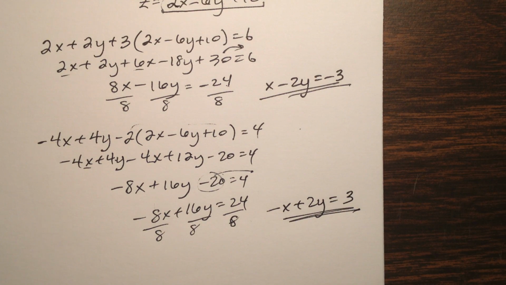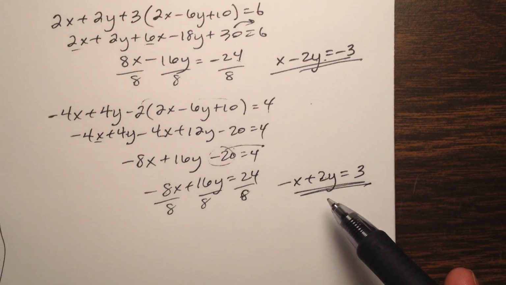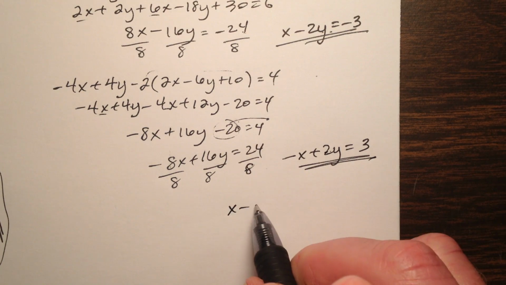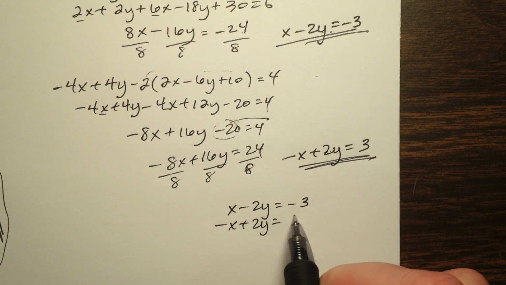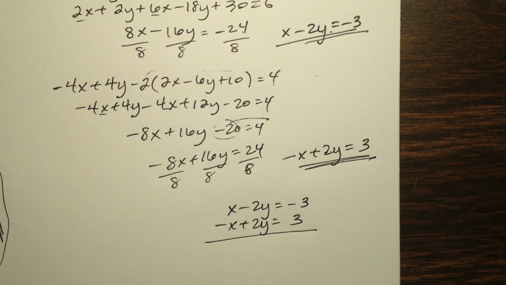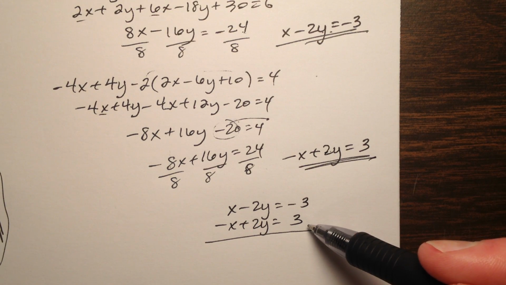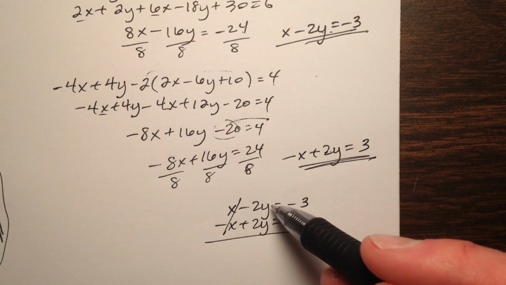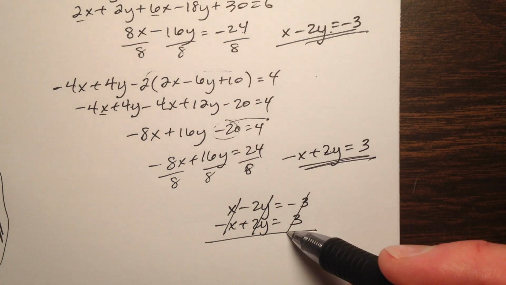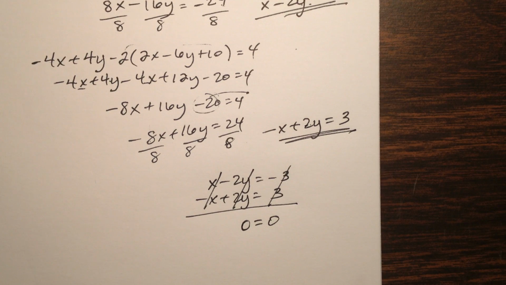So I have now, instead of a system with 3 equations and 3 unknowns, a system of 2 equations with 2 unknowns. Well, something interesting is going to happen here. Let me go ahead and write these 2 equations, one underneath the other. And when I do this, it looks like the equations are identical except one of them has been multiplied by negative 1. So when I add these 2 equations, the x's cancel, the y's cancel, and our constants cancel as well and give us 0 equals 0.